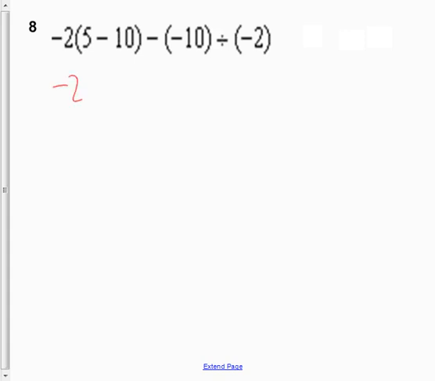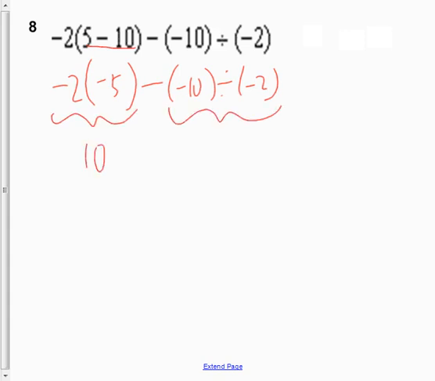So brackets is first. Right here, 5 take away 10 is -5. So all I did was simplify my brackets. Now I have a multiplication here and I have a division here. -10 divided by -2 is 5. Same signs is a +5. 10 take away 5 is 5.